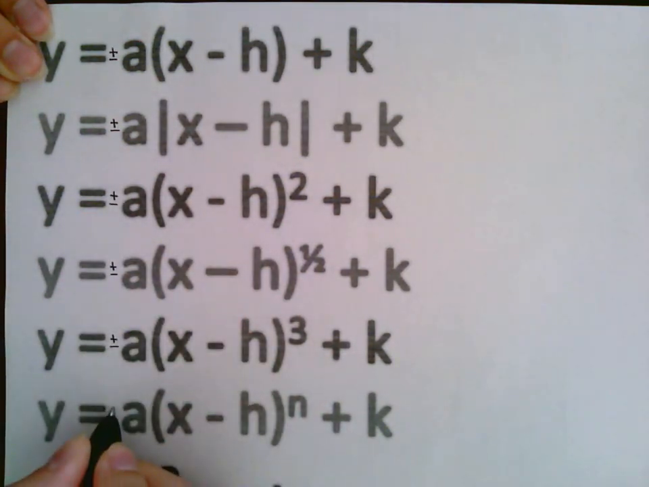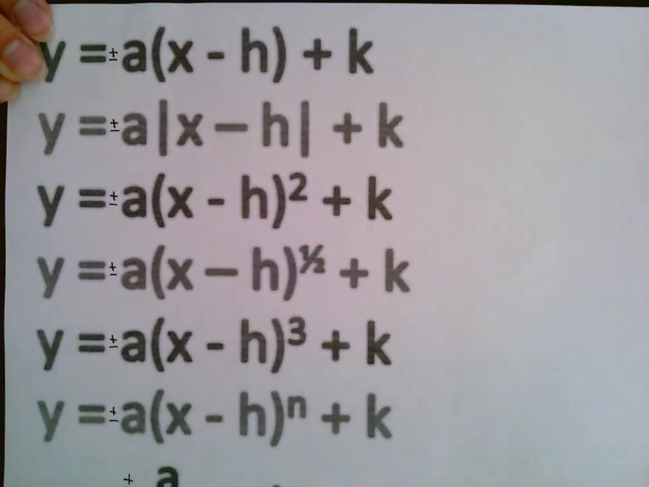Now the plus or minus determines whether the function would flip up or down. If it's positive, it stays facing upward, and if it is negative, it flips downward. The A, and I'm going to show you these notes in a moment, so I know I'm going to talk fast, but then I'm going to put all the notes that I'm saying on the screen.